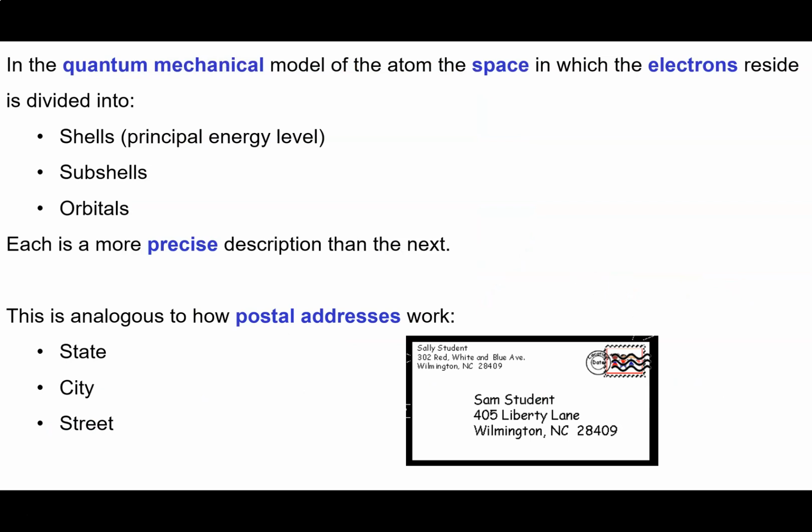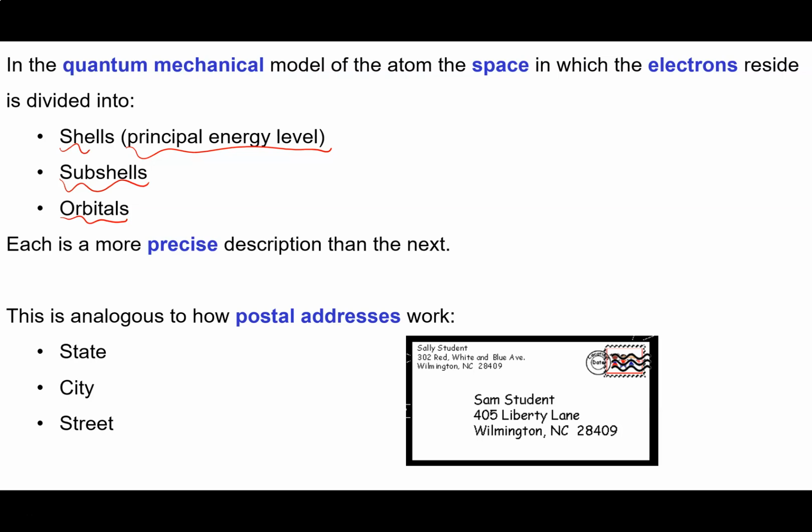So in the quantum mechanical model that Schrodinger developed, the space where electrons are found about the nucleus is divided in 3 different ways, each with increasing levels of precision. There is what we call the shell, which is exactly the same as the principal energy level in the Bohr model, and that just represents the approximate distance from the nucleus. Then there is the subshell, which tells you where within that shell you are, and that gives you a little more precision. And then finally, there is the orbital that tells you where you are within the subshell.